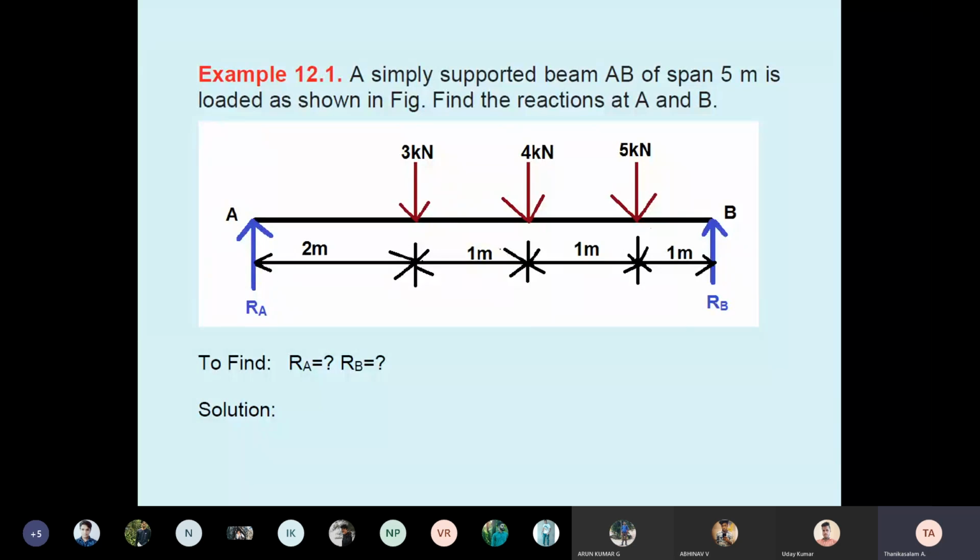Non-concurrent means acting at different places. Students, concurrent means all forces passing through a single point. Passing through a single point is called a concurrent force. Here, all forces are not passing through a single point; they are acting at different places. RA is acting at A, RB is acting at B, and the 3 is acting in different places. This is called a non-concurrent force system.